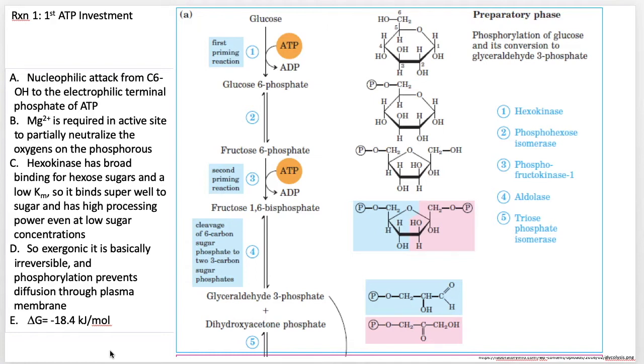However, if I add a charge to glucose, it cannot pass back through the phospholipid bilayer because it's charged. We know that really large molecules and very charged molecules cannot pass through the phospholipid bilayer. So this first step sort of traps glucose inside the cell, which is super cool.